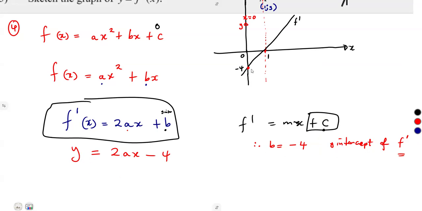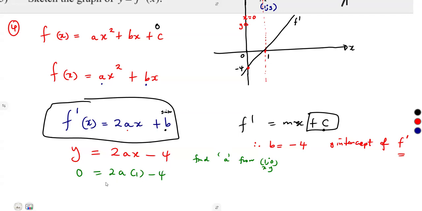Any point besides 0, -4, the one that we had here. We can use any other point. There is a point 1, 0, the x-intercept. So you can find A from there, from the point 1, 0, the x-intercept. Y is 0, where x is 1.